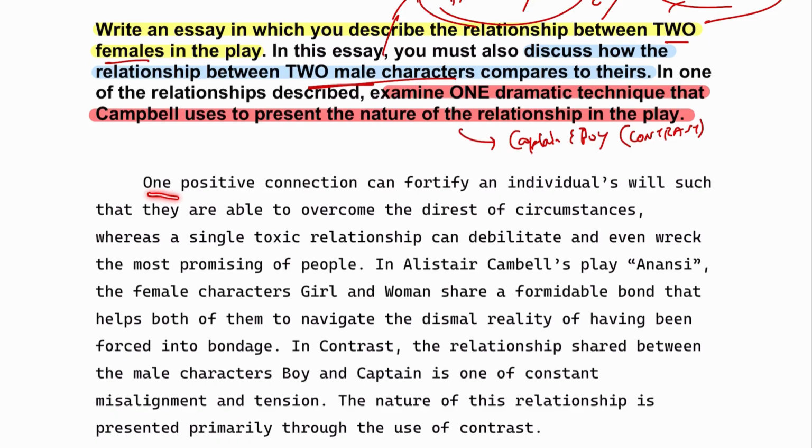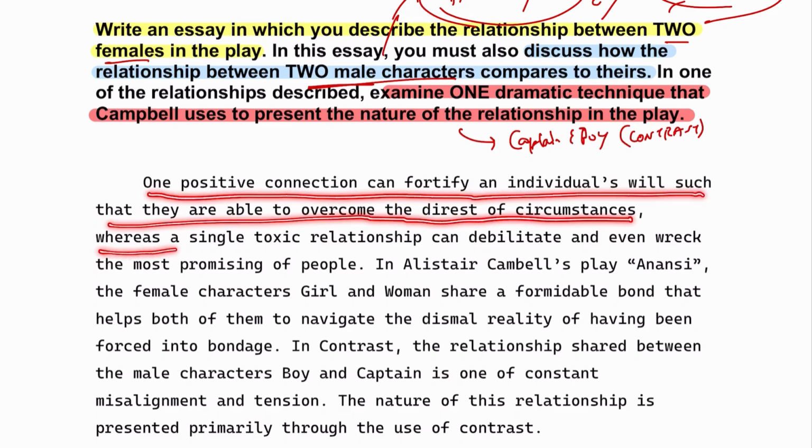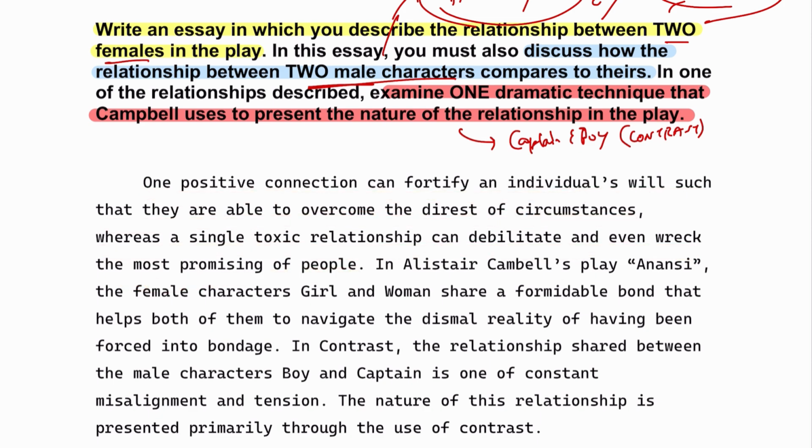One positive connection can fortify an individual's will such that they are able to overcome the direst of circumstances, whereas a single toxic relationship can debilitate and even wreck the most promising of people. So this hook does a number of things. Let me just highlight the hook in entirety first. First of all, I think this is an interesting opener.